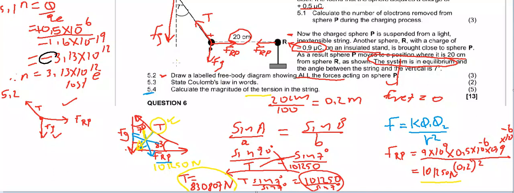We use a triangle. Since Fg is going down, we are looking for tension, which is going up. This one is the electrostatic force. The electrostatic force is opposite to that angle, which was 7. Then tension is opposite to 90 degrees, which means we're going to use sine 7 and sine 90 to get the tension. This is the electrostatic force. So that is how we use our triangle. It goes like that, then we're done.